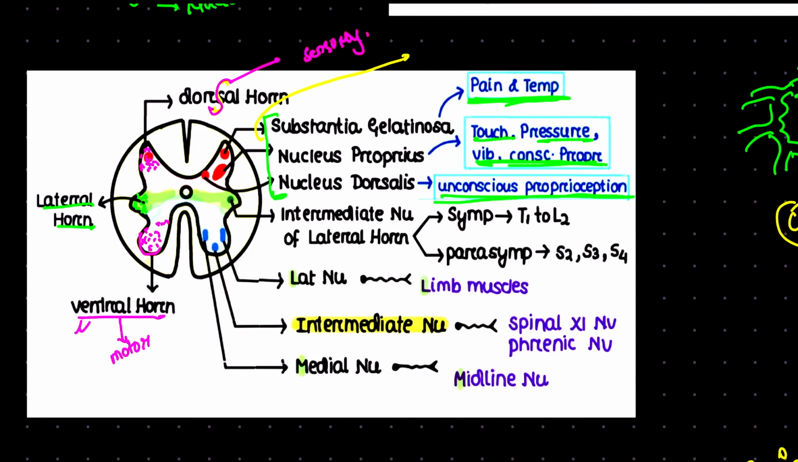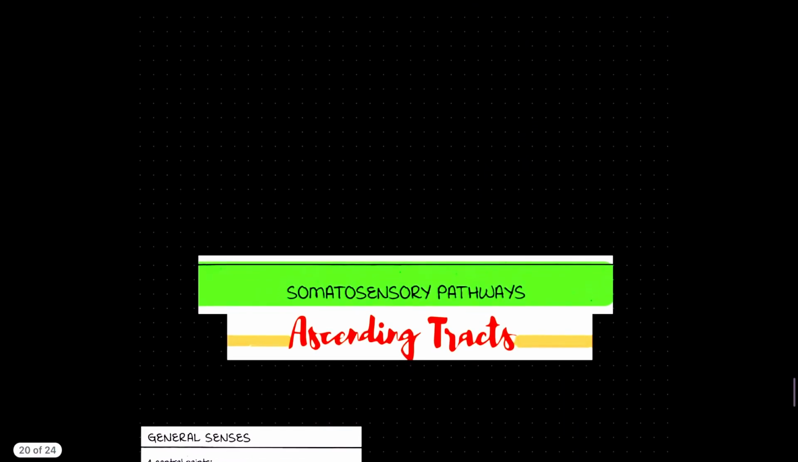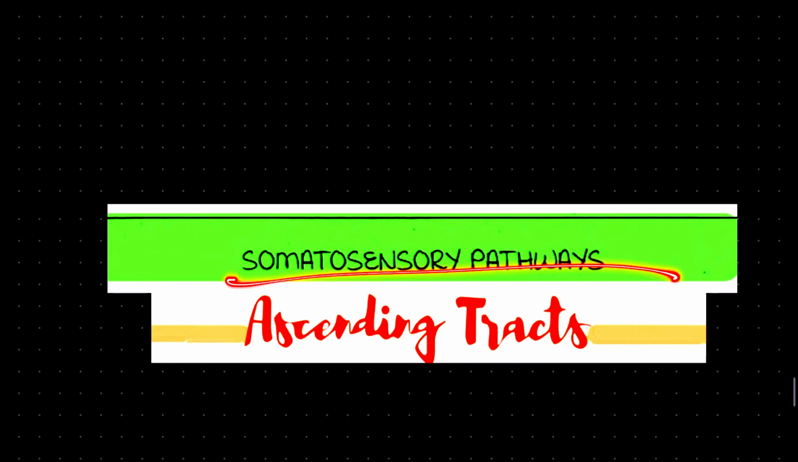So this was a brief about the gray matter or nuclei of the spinal cord, and this study will help us to understand the somatosensory pathway or ascending tract.